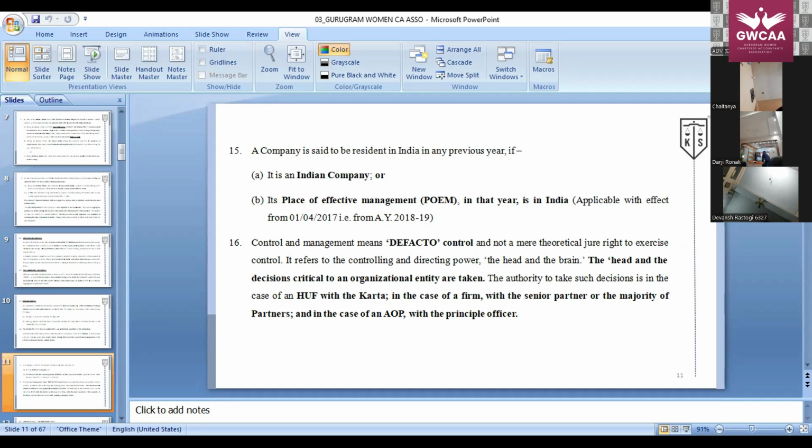The criteria will also be determined by the type of visa the person is issued. Then it doesn't mean that in case of HUF, all the management and all the decisions will be taken by the Karta, but it is not always correct. If in the absence of Karta, any member takes any management decision, it will also be valid and the income will be taxable.